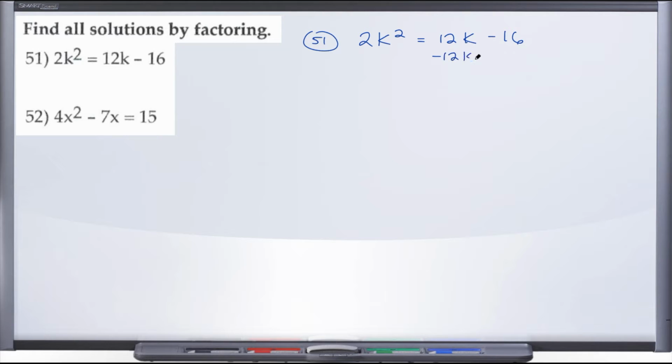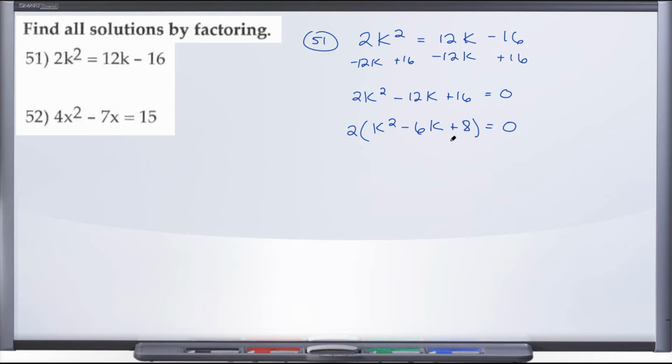To do that, we can subtract 12k and add 16. So we'll subtract 12k, add 16, and when we do that, we end up with 2k squared minus 12k plus 16 equals 0. Looks good. Now that our terms are on one side and our equation is set equal to 0, we can go through the process of asking ourselves, how do we factor? So question 1, is there a GCF? And there is. We can take a 2 out, and that leaves us with k squared minus 6k plus 8 equals 0.